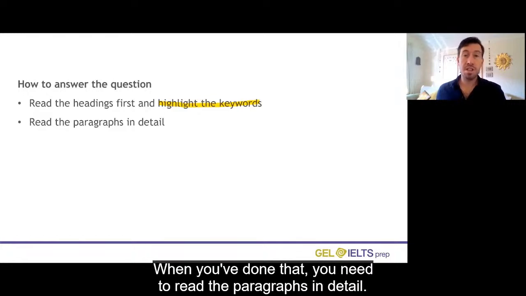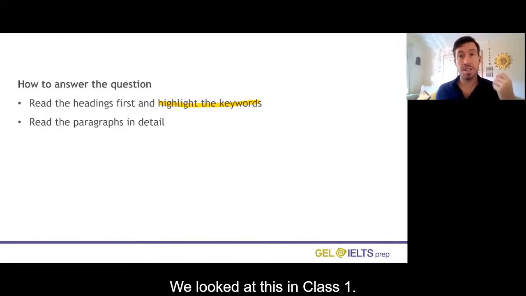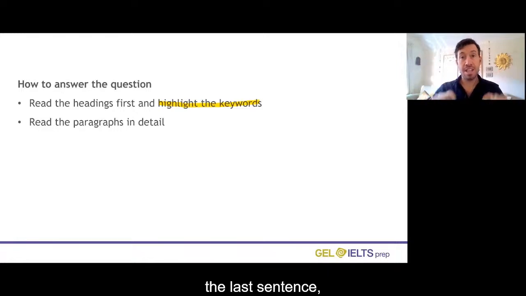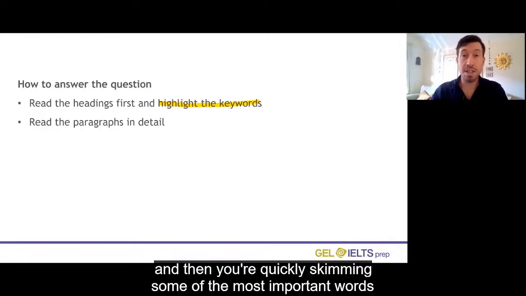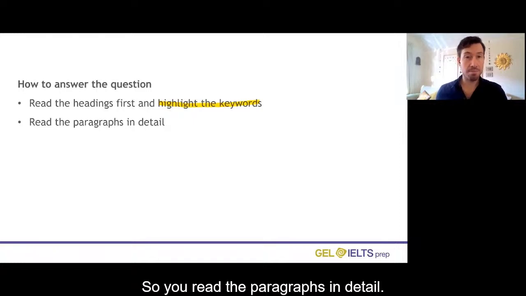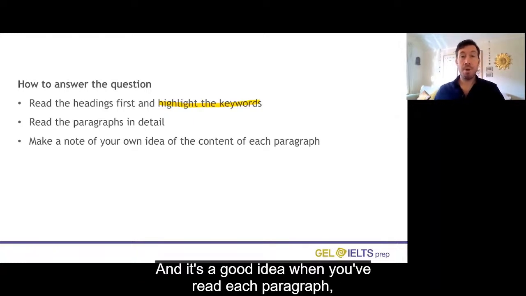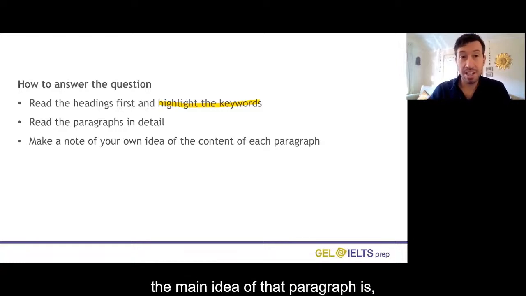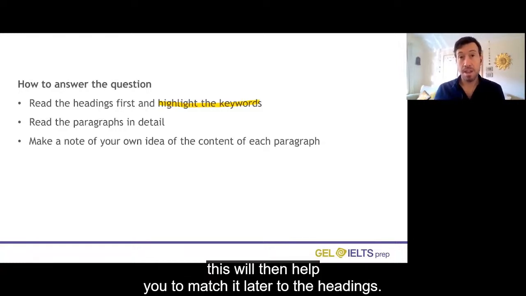When you've done that, you need to read the paragraphs in detail. We looked at this in class 1. So you're reading the first 2 sentences of each paragraph, the last sentence, and then you're quickly skimming some of the most important words in the middle of the paragraph. So you read the paragraphs in detail. And it's a good idea when you've read each paragraph that you quickly make a note of what you think the main idea of that paragraph is. This will then help you to match it later to the headings.